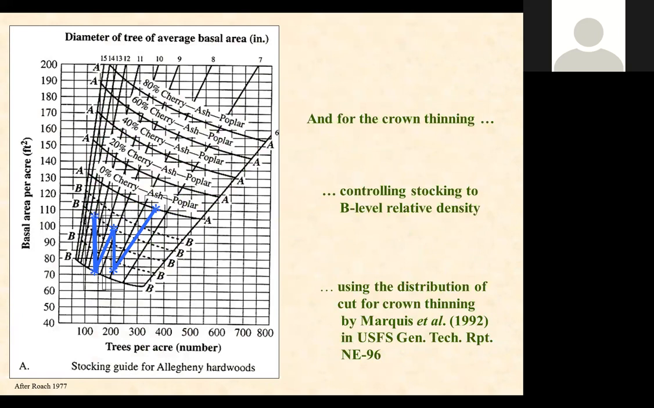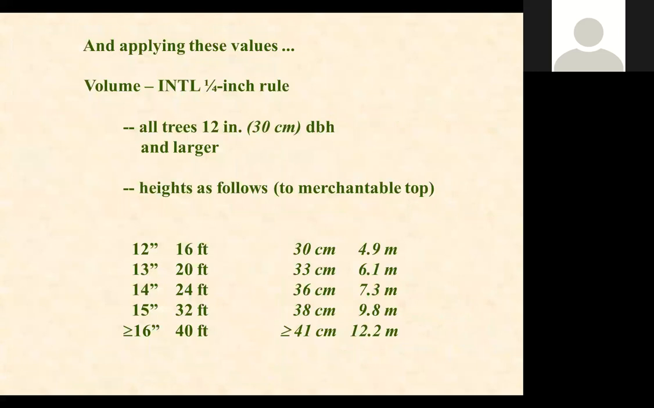and we're going to cut it to the lowest B line, which is the one for it. So it goes down, take out 35%, we let it regrow to 80%, down to 60% B line, up to 80%. And at that point, then we would regenerate the next time. Here are the heights that I've used, international quarter inch volume for trees 12 inches and bigger. And you notice that at 16 inches and bigger, we just don't see much change in merchantable height because of the ice and snow damage that's so prevalent at the high latitudes.